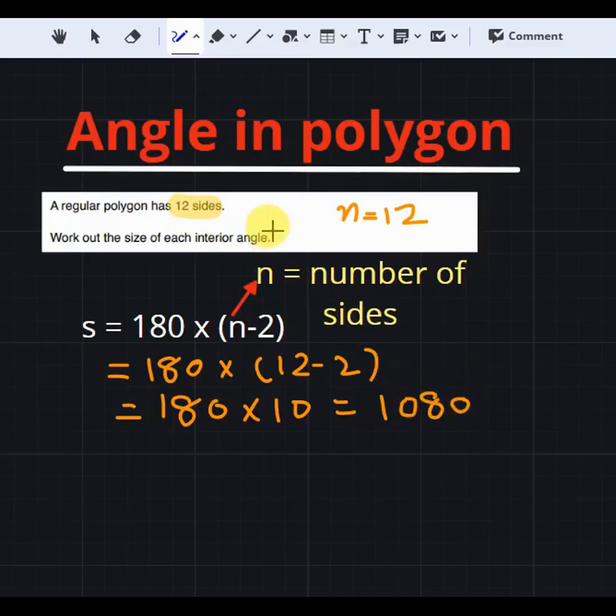So we have to work out the size of each interior angle. What I have to do is divide the sum of interior angles, which is 1080, by the number of sides, which is 12. So 1080 divided by 12 is equal to 90 degrees. So 90 degrees is the size of each interior angle inside the 12-sided polygon.